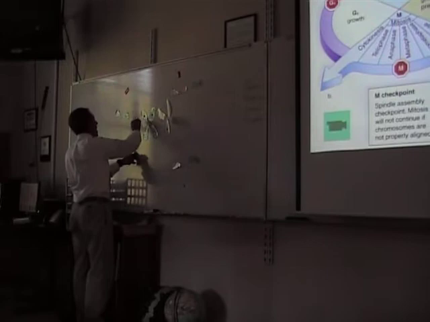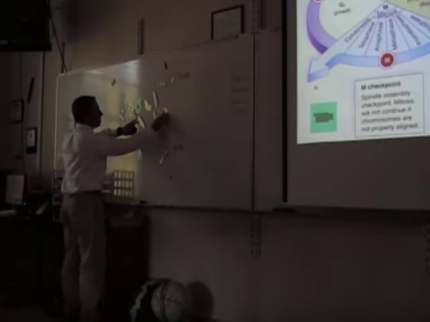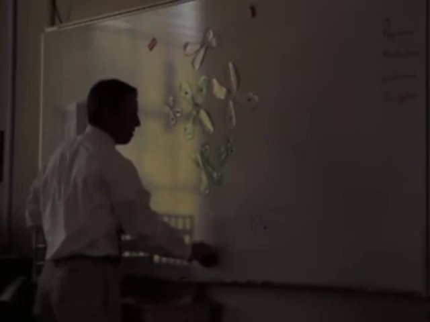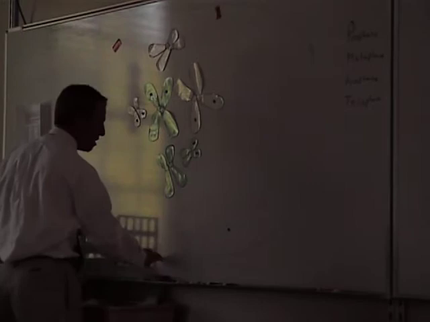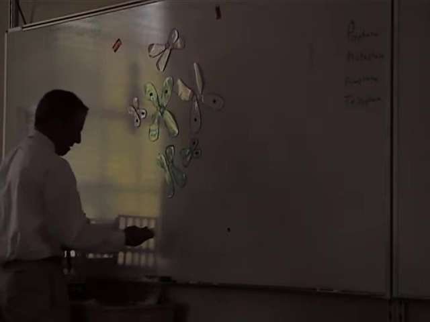Okay, up on the board here. These things that I'm moving around, what are they called? Chromosomes. And what are the chromosomes made of? Chromatin. DNA. They're like fishing lines of DNA, all coiled up. Chromatin.